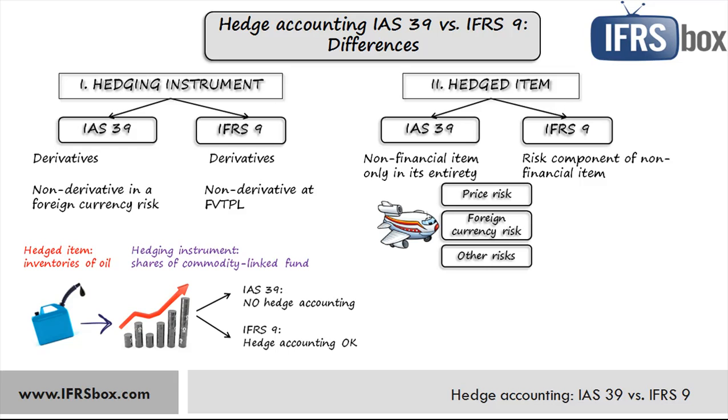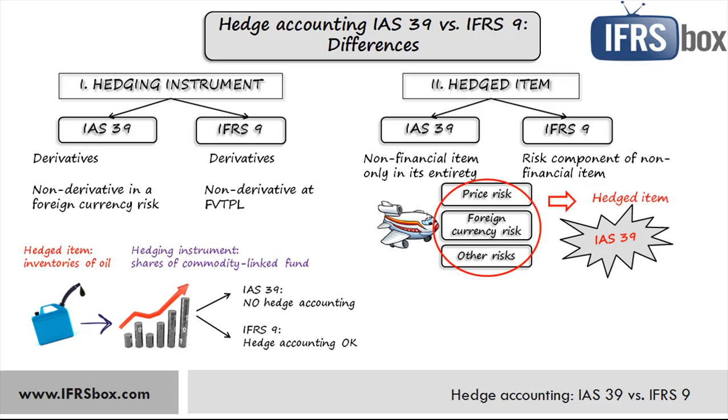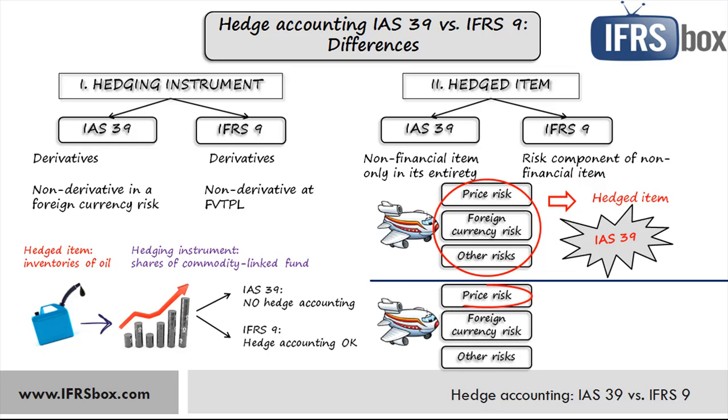Under IAS 39, an airline is not able to account for this commodity forward contract as a hedge. The reason is that the airline's hedged item is just one risk component of a non-financial asset, jet fuel, and IAS 39 allows hedging non-financial items only in their entirety. In line with IFRS 9, an airline can apply hedge accounting because IFRS 9 allows designating a separate risk component of a non-financial item as a hedged item.